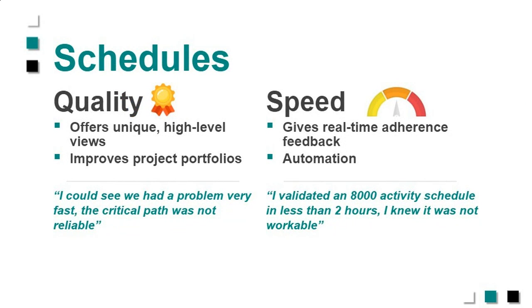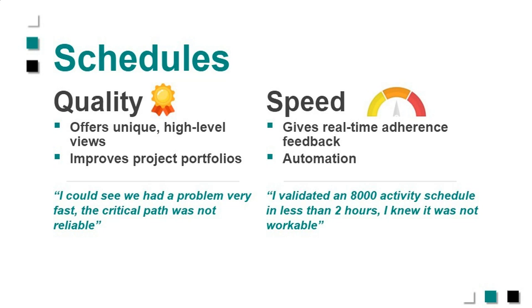Of course, the quality. So I could see I had a problem very, very fast. The critical path was not reliable. So the ability to hit that critical path and see it very quickly is very important. If you've got a very large schedule and you have to critique it, you can do it very quickly with P6-QA. So this is also going to be a case study, critiquing an 8,000 activity schedule in less than 2 hours. You can do it with P6-QA.